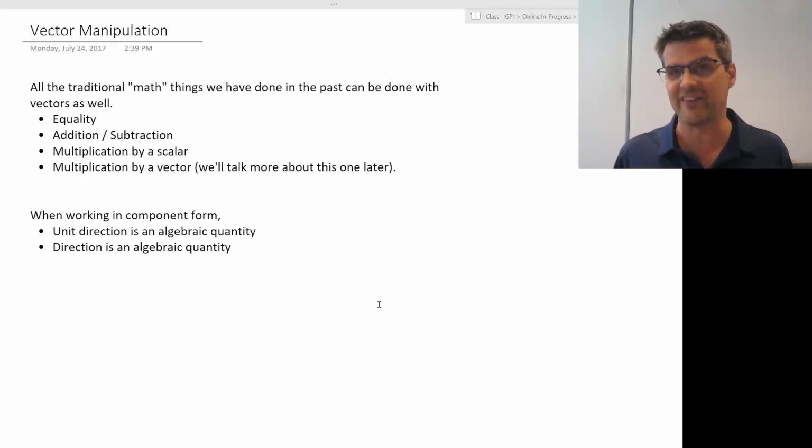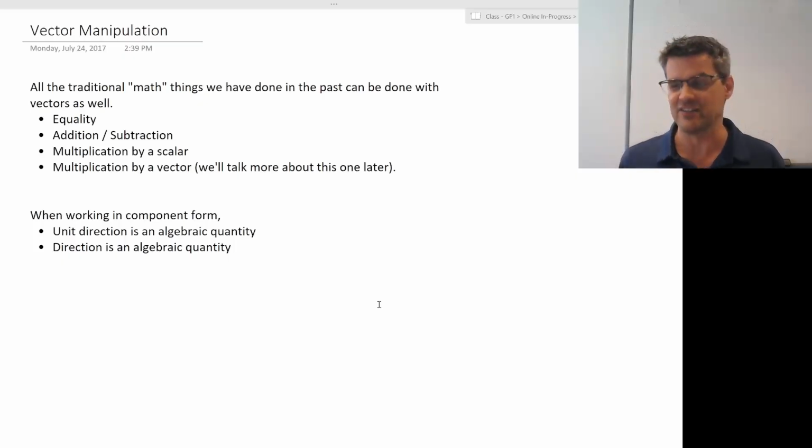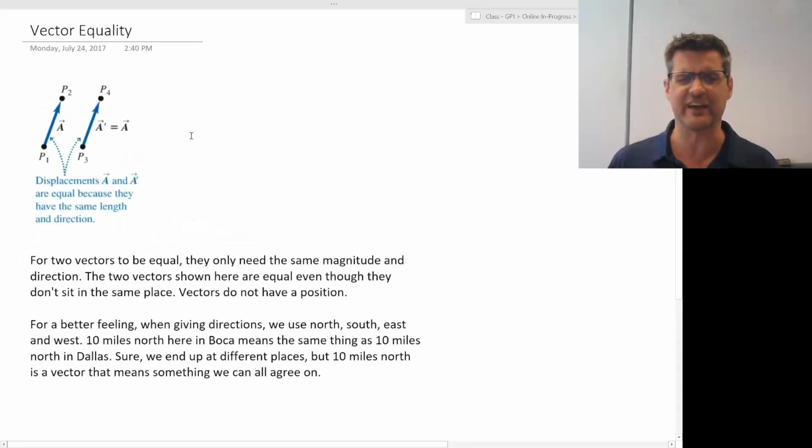Later, we're going to want to add vectors together. So what does it mean to add vectors? What does it mean to subtract vectors? What does it mean to multiply vectors? And so that's what we're going to do for the remainder of our time in this video. And the first thing I want to look at is what it means to have vector equality.